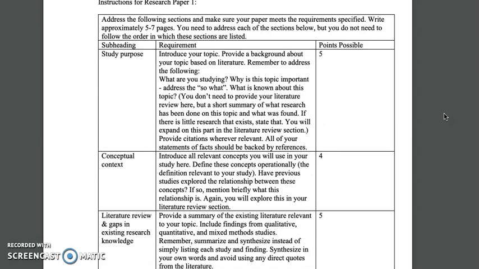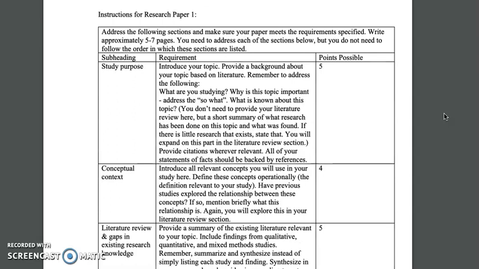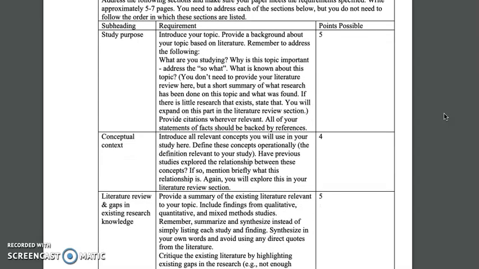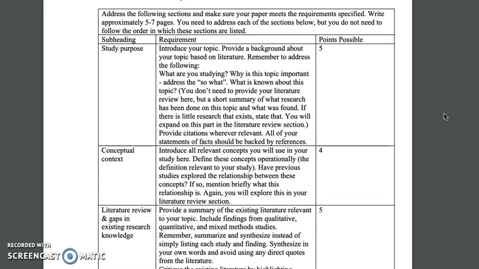So what I would recommend, one of the best ways to write this section of the paper, is to make sure that you are including subheadings for each category, just so that it is clear and distinguished in your paper when you're talking about the study purpose versus the conceptual context versus the literature review, and so forth. So instead of just writing a straight 5 pages of narration and then having your research question at the end, I highly recommend that you have subheadings for each category.